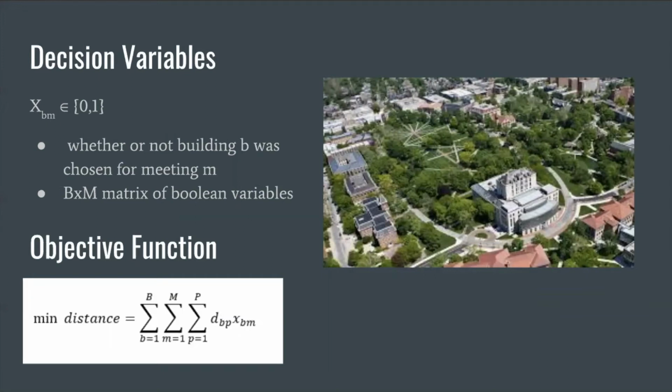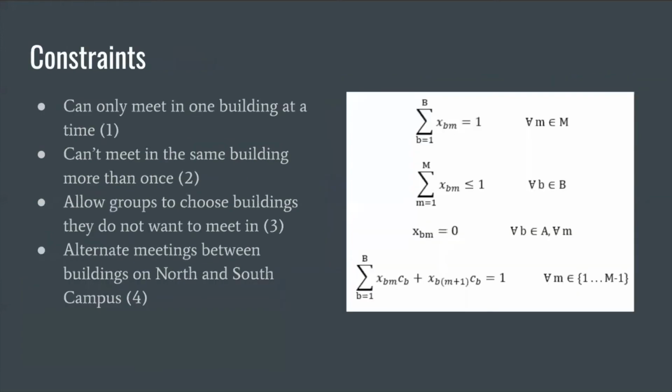So using this decision variable and our distance matrix, our objective function can be formulated below, where we minimize the distance traveled for each person to each building for each meeting. But of course, for each meeting, only one building is actually going to have a positive distance value because all the other ones will be 0. This is because of this first constraint that says at each meeting, only one building can be used.